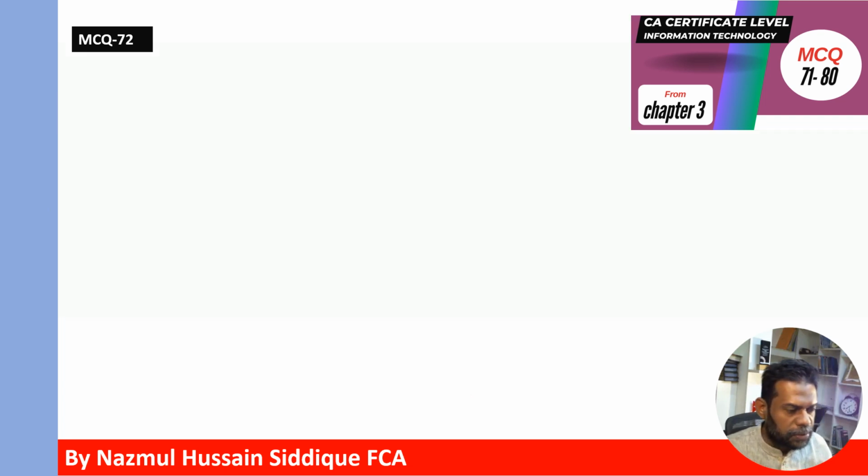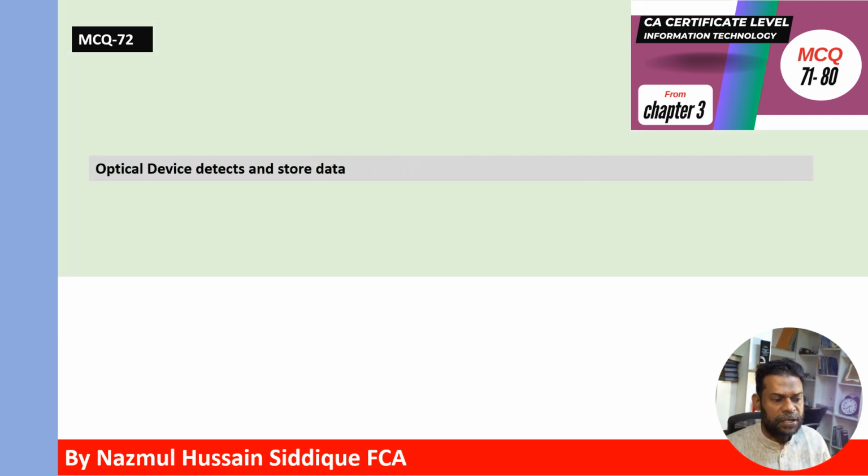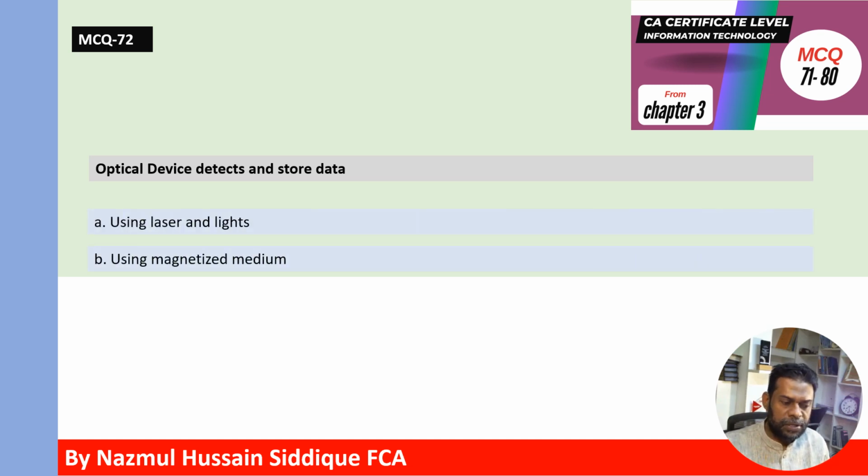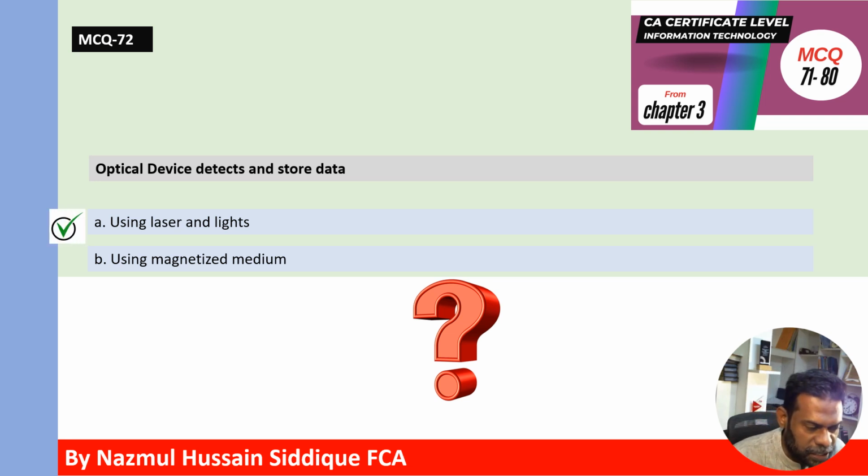Question 72. Optical device detects and stores data using laser and lights or using magnetized medium. Which one is the correct answer? The correct answer is A, using laser and lights. Optical device detects and stores data using laser and lights.